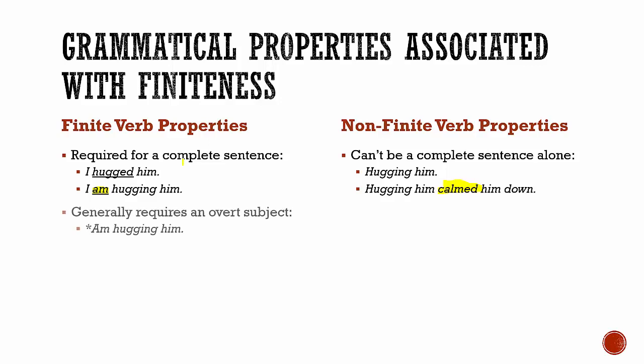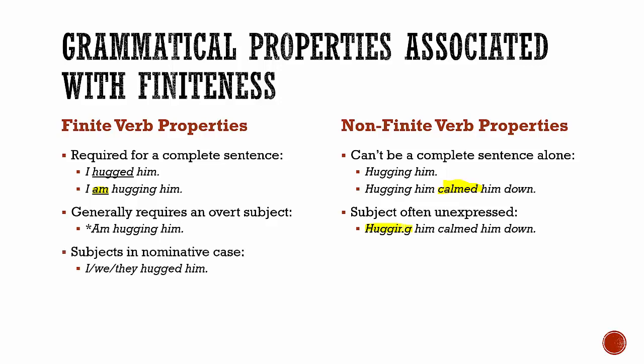Another important property with finite verbs is that they generally require an overt subject, so we can't say "am hugging him." We need that "I" in there: "I am hugging him." Whereas with non-finite verbs, in fact, it's more common than not that they don't have an overt expressed subject. So in "hugging him calmed him down," there's no subject directly associated with "hugging." Who's hugging him? We don't know. Somebody hugging him calmed him down. There's no hugger expressed here.